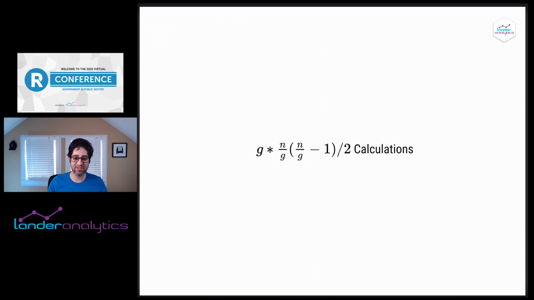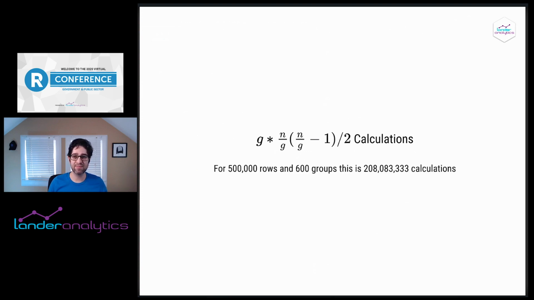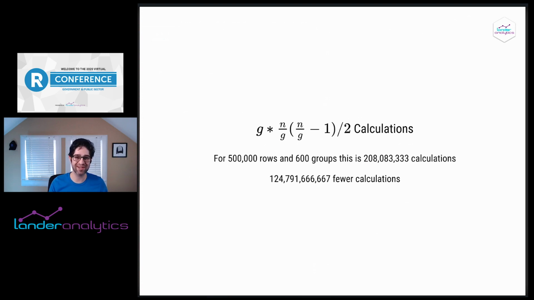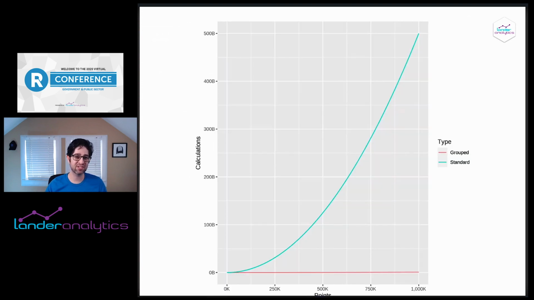For 500,000 points and 600 groups, this is about 208 million calculations. That's roughly 125 billion fewer calculations than before. This assumes that the points are evenly distributed, which they're not, and we'll look into that. The difference is stark between not grouping and grouping. We're talking millions of calculations versus billions, hundreds of billions of calculations.